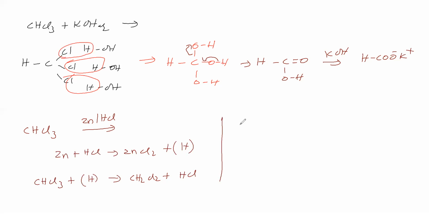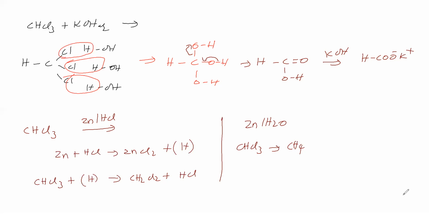Next, the reducing agent zinc and water. If you take zinc and water, chloroform is converted into methane. With zinc and water as the reducing agent, all the chlorine atoms are replaced by hydrogen atoms. Therefore, chloroform is converted into methane.